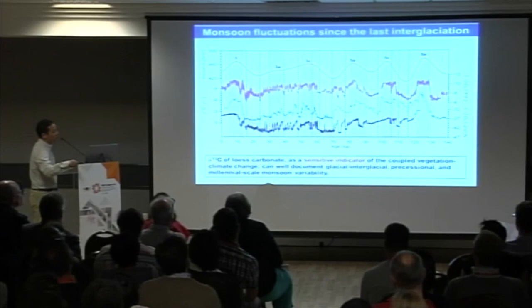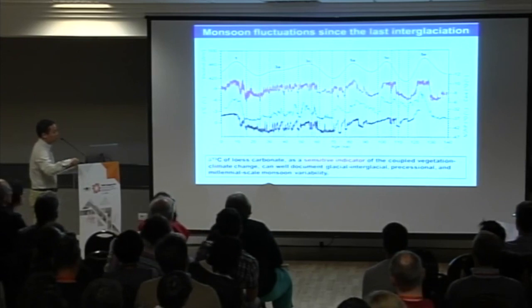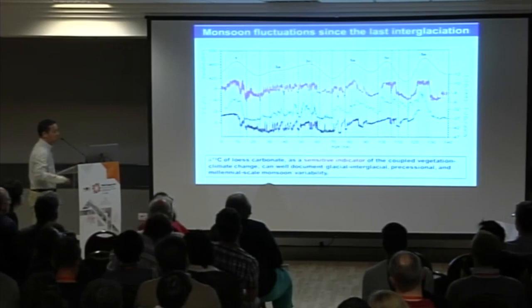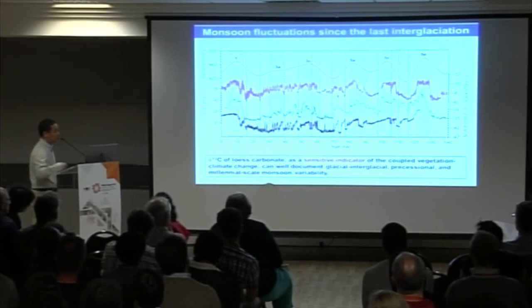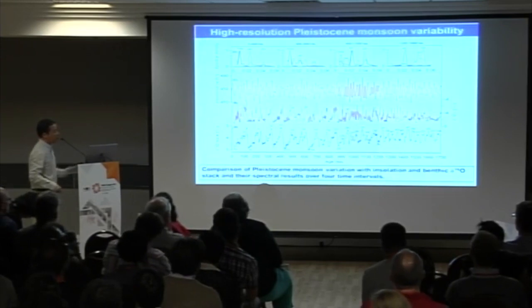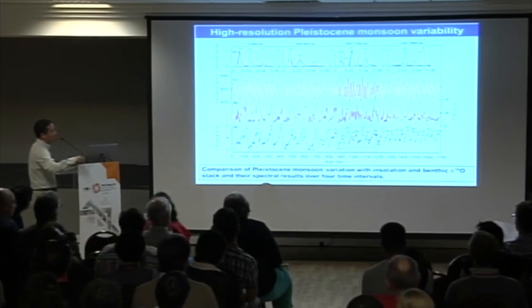Our records show a very clear interglacial and glacial contrast, and also a precessional signal, and also these Heinrich-like events. So we believe that this one is the most sensitive indicator for the summer monsoon that we have found in this region. Then let's look at the long record spanning 1.7 million years, this curve.